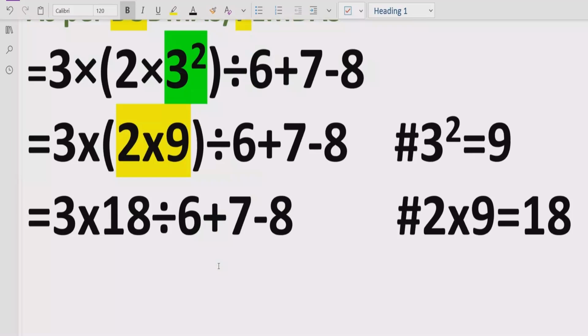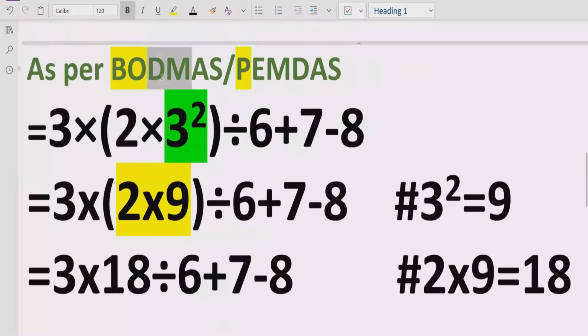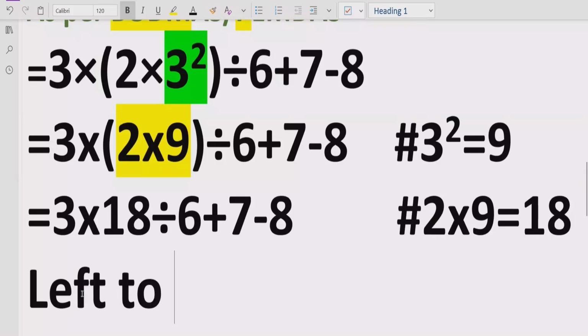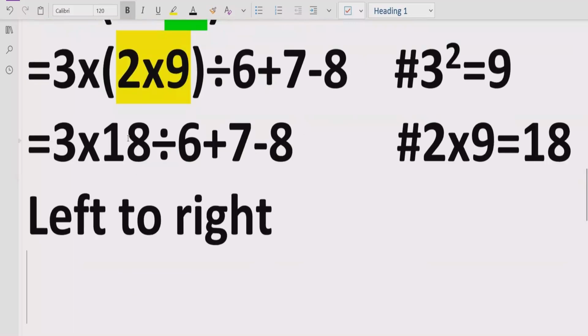Now let's see the division and multiplication, because according to the rule, first of all, we have to solve the bracket. So we have solved the bracket here. Now we have to see the exponent part. So we also have solved the exponent part. Now we have to see the division and multiplication. So what we have to do is go left to right in this expression and find out which is coming first. So first we have this 3 multiplied by 18. First of all, we will multiply these two terms.